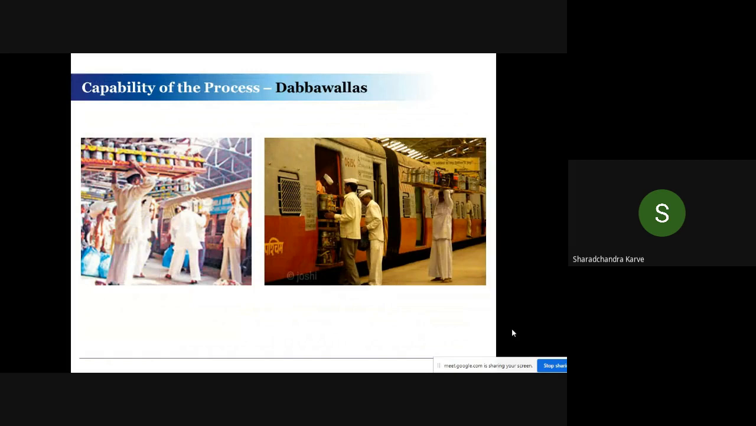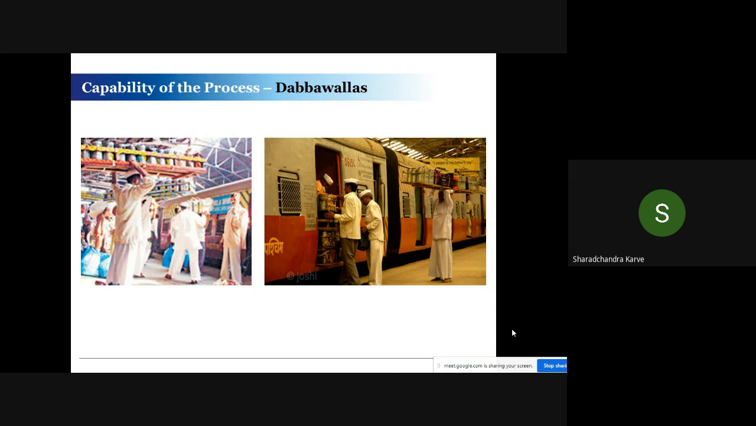So once I establish that my measurement system variation is within limit, I go for answering the third question in the measure phase. That is, what is the capability of the process? So, the capability of the process. Are you aware of the dabbawalas in Mumbai?